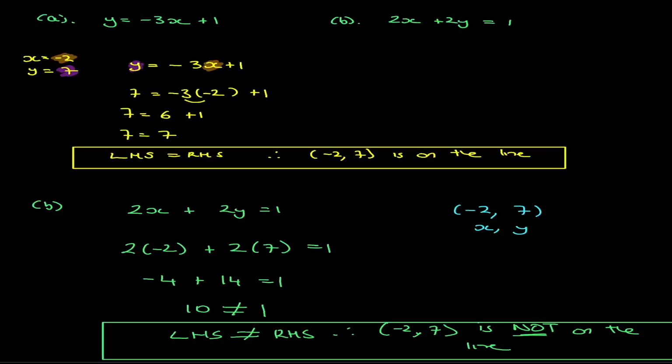So hopefully you found that pretty straightforward. All you had to do was substitute the points in, and if the equation held true, then it is on the line, and if it didn't hold true, it's not on the line.